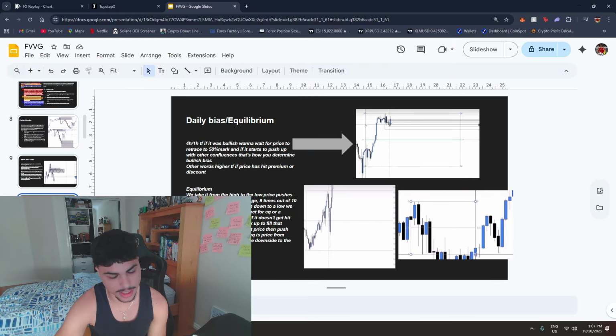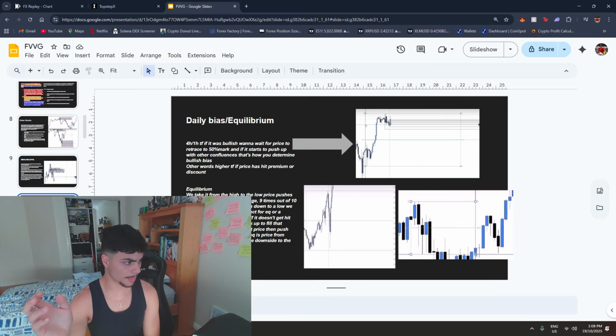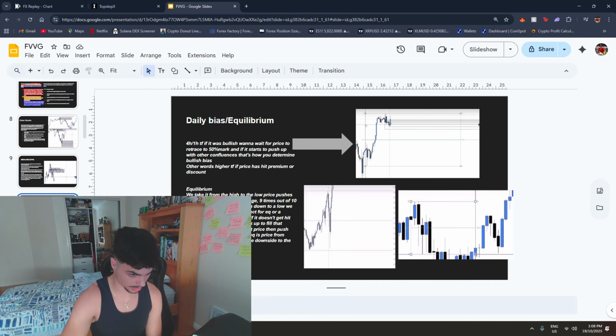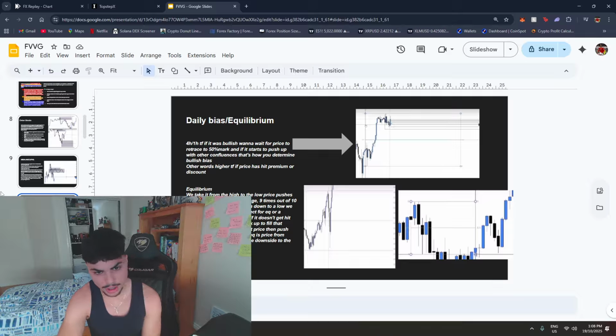And obviously we need to know our daily bias. If we don't know our daily bias, there's no point in trading. Daily bias is very important in this model. And this model is more for low IRR. You can do high IRR, but I typically trade with low IRR but more risk.